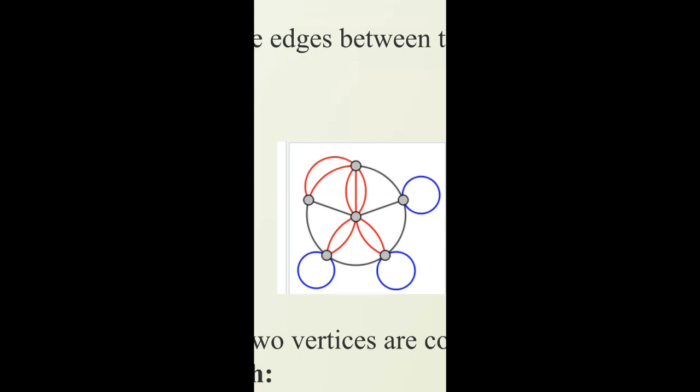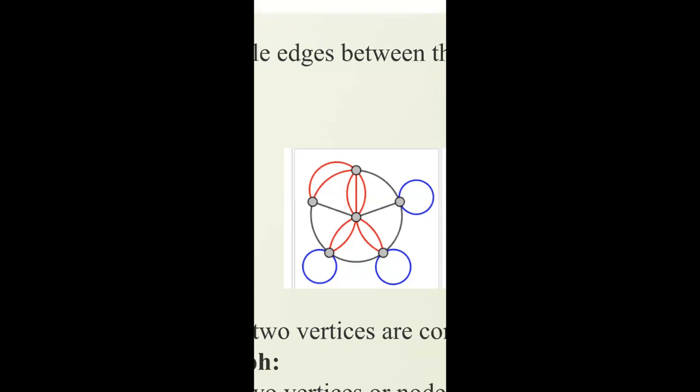Can anyone tell me the difference between loop and multiple edges? A loop is a vertex that goes out and returns to itself. Yes, good. And multiple edges is a vertex with different edges, more than one. Yes, good, good. Nice.